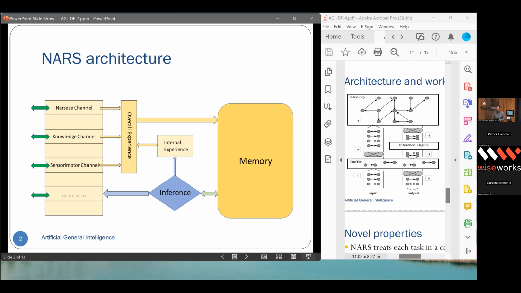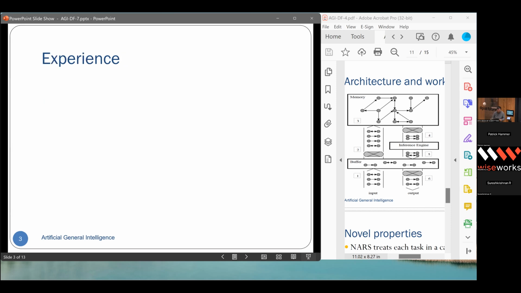But it's kind of like to the minimum. So now let's see, given that picture, what is the experience of this system?